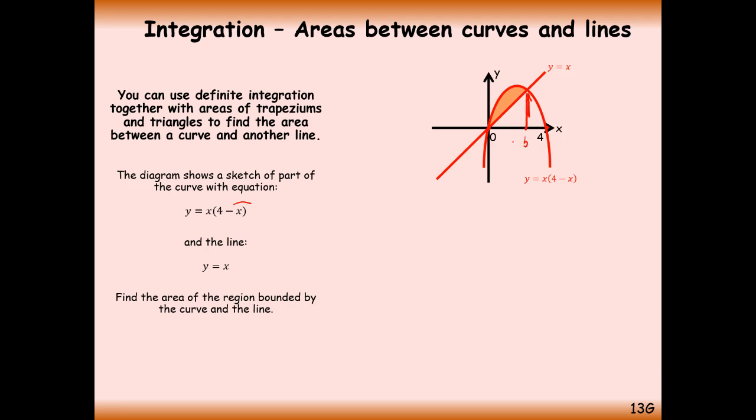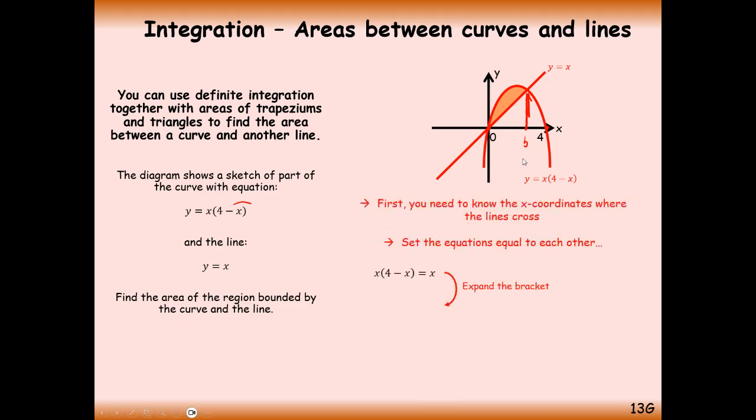This is the upper limit of my integral, so I need it. Let's do that first. We set these two equations equal to each other and solve. Subtract 2x from both sides, and we end up with an expression which we can factorize into two factors. One of them is 0 and the other is 3. Therefore, where they intersect, x equals 3.